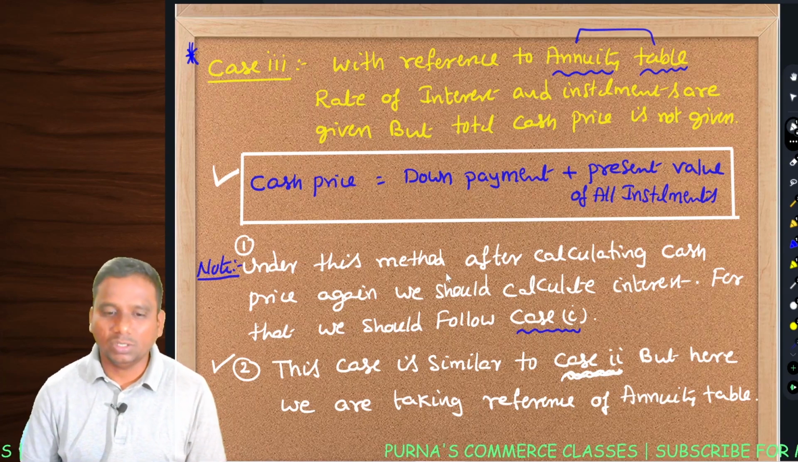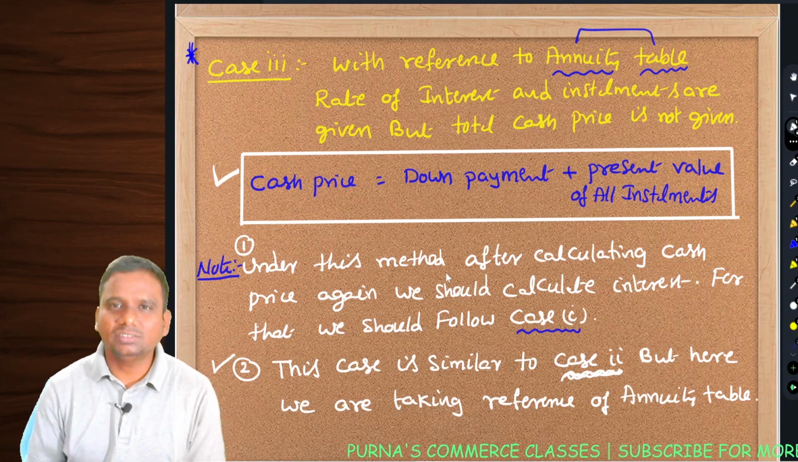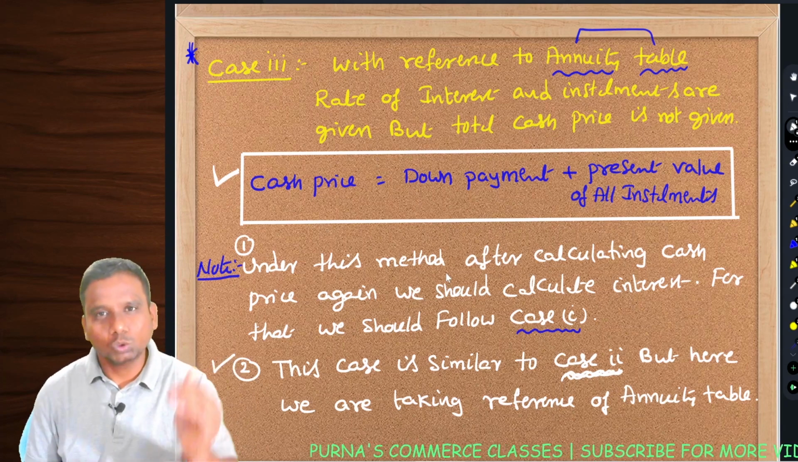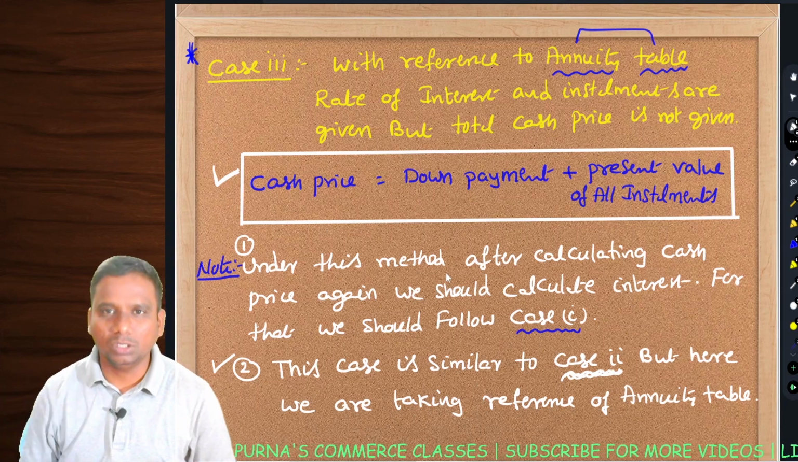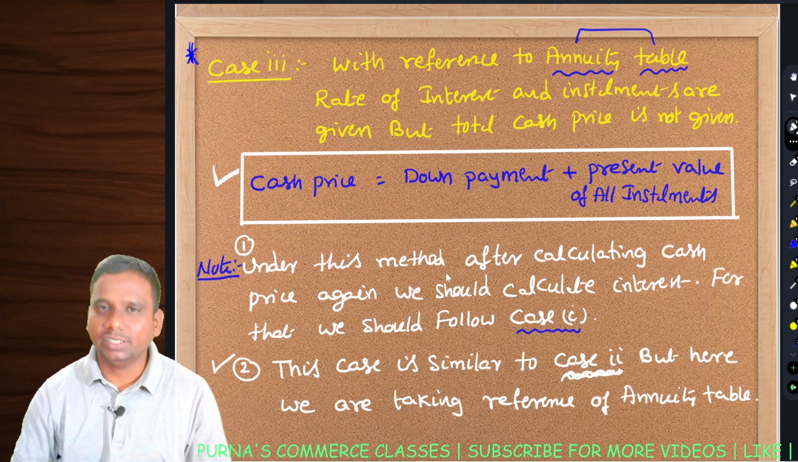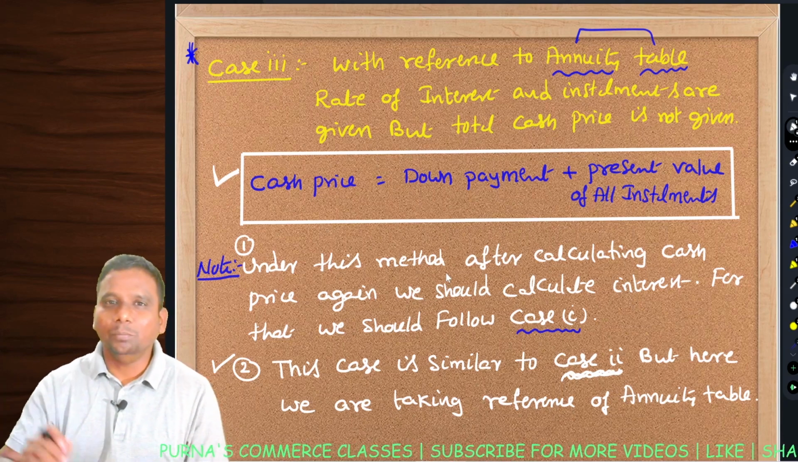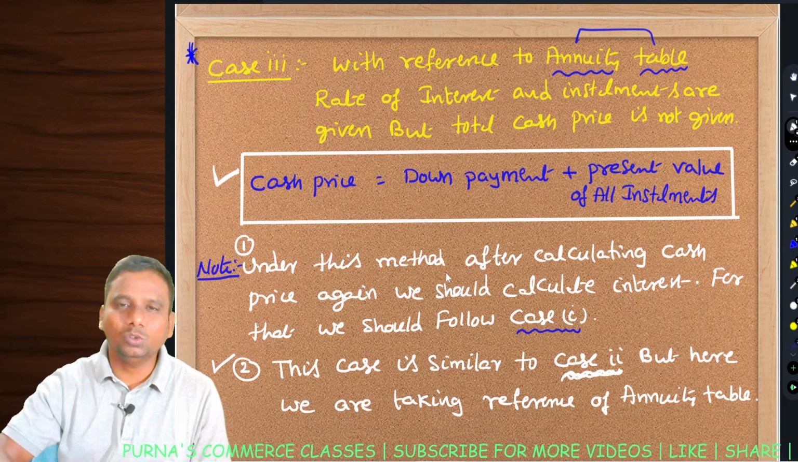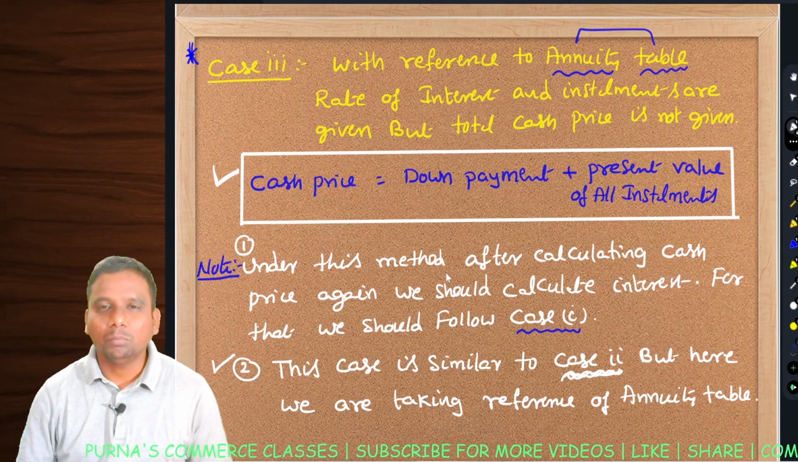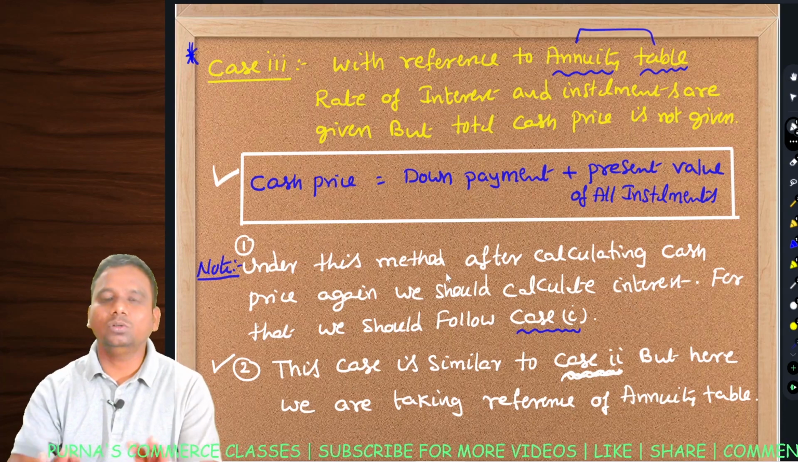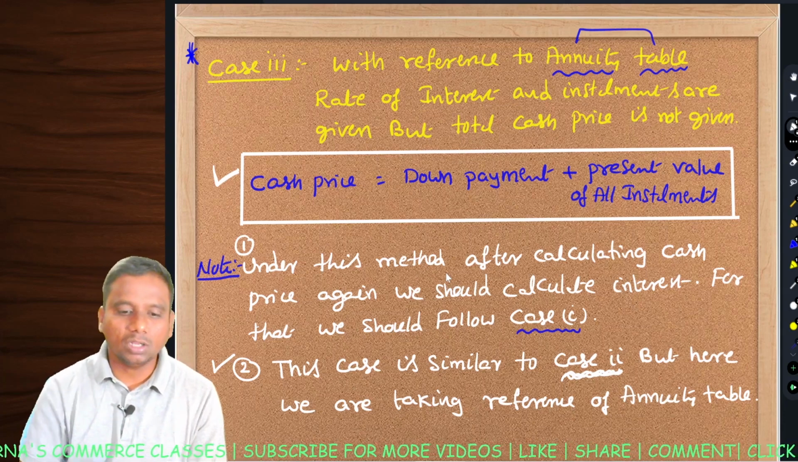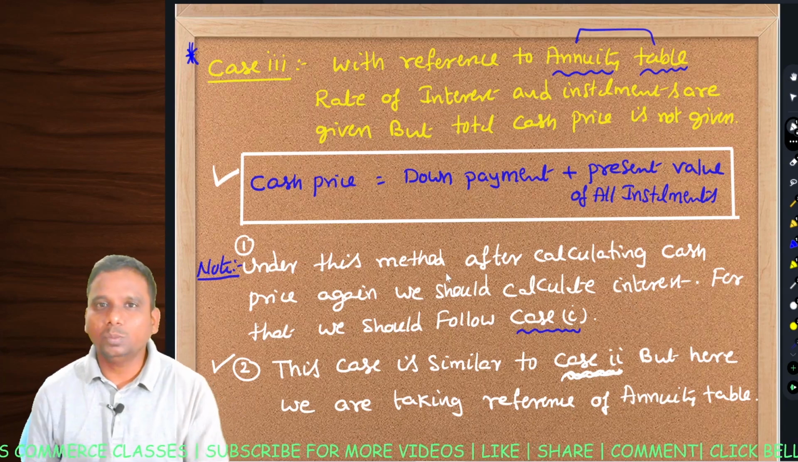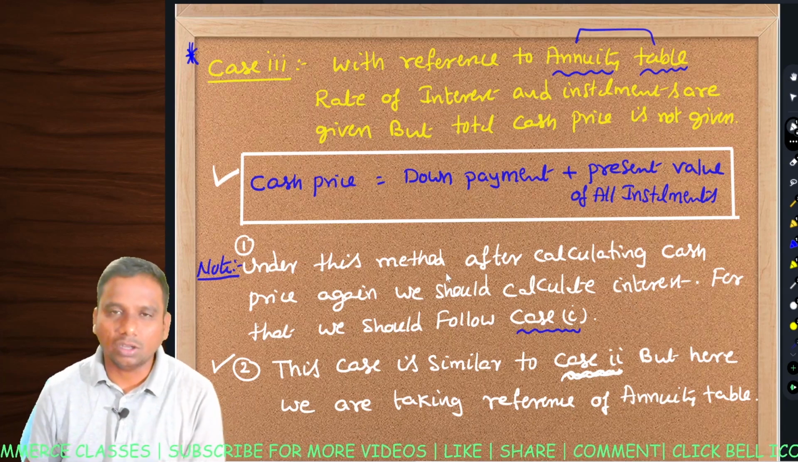Okay, I repeat once again. Case 3 is nothing but case 2 only, but in case 3 we are following annuity table. Case 2, no annuity table. Annuity table means bringing future installments into present value. That's it. By doing this, you can calculate only cash price. What is the formula for cash price? Down payment plus present value of all installments.